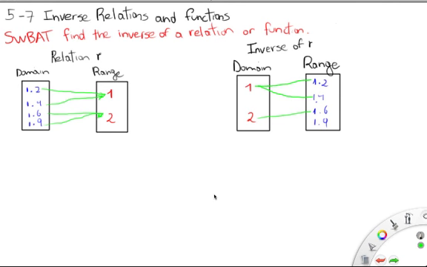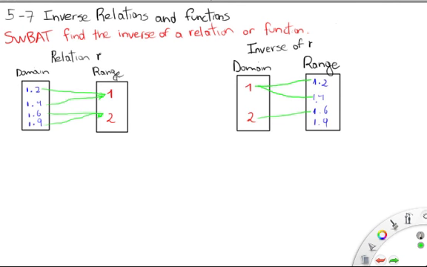Right now, let's first go over our objective. Today the student will be able to find the inverse of a relation or function. In this case, notice that we do have a function because no x's are repeating. The 1.2 is paired up only with the 1, 1.4 is paired only with the 1, 1.6 is only paired with the 2, and 1.9 is only paired with 2 as well. So this is the relation R. It happens to be a function. This is the domain and this is the range.